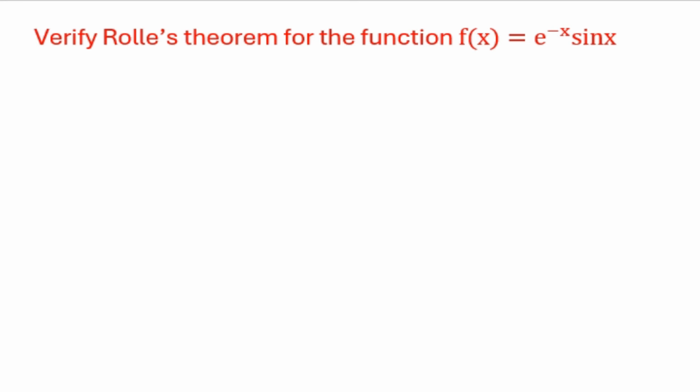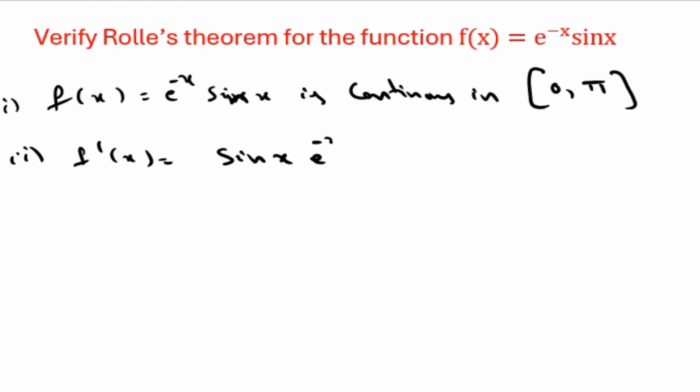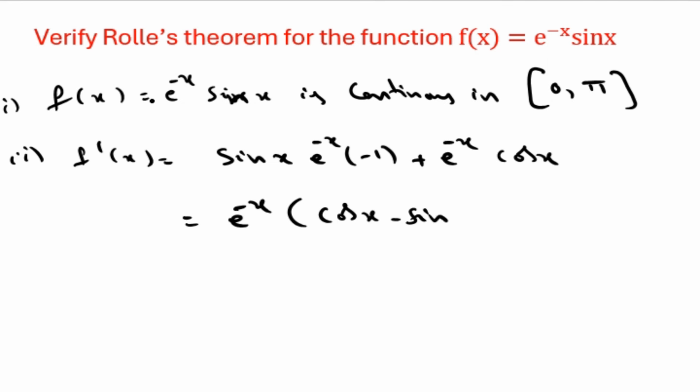Verify Rolle's theorem for the function f of x equals e power minus x sin x. f of x is equal to e power minus x sin x, which is continuous in [0, pi]. f dash of x is equal to sin x into minus e power minus x plus e power minus x into cos x, which is equal to e power minus x into (cos x minus sin x).